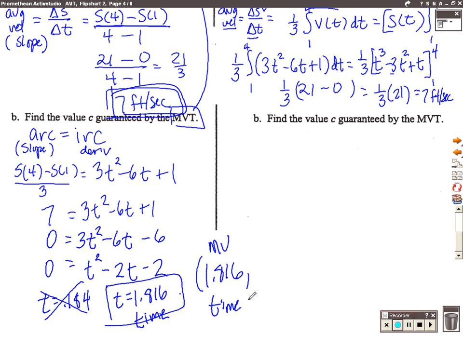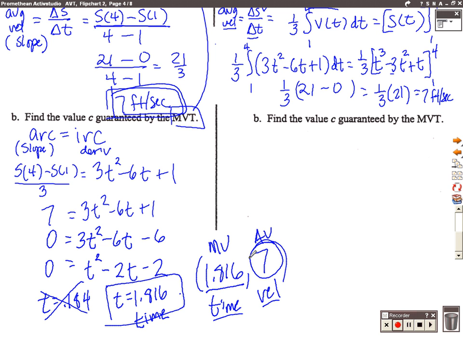The average value is how fast I was actually going. So average value is a y value, and this was my actual velocity. So mean value, when did it happen? Average value, what was it? Mean value, this is the time that my instant velocity was equal to my average velocity, and my average velocity was 7 feet per second.